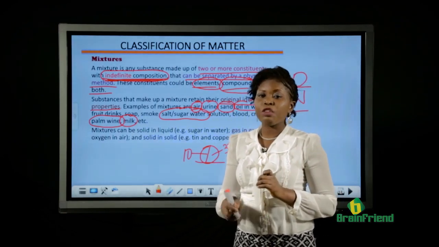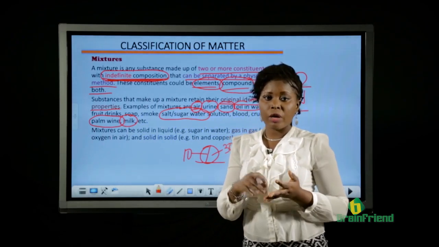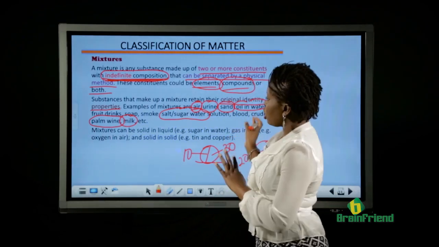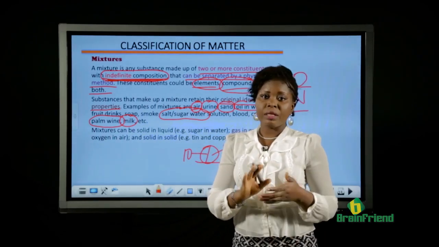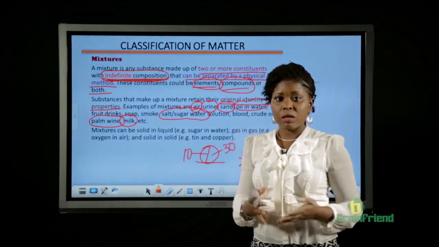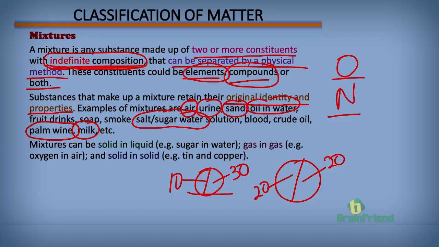Elements cannot even be separated by any known physical or chemical method. But for mixtures, we say that they can be separated by what? Physical methods. Now, mixtures can be solid in liquid. For example, when sugar is dissolved in water. Sugar is a solid and water is a liquid. So, a mixture can be solid in liquid.